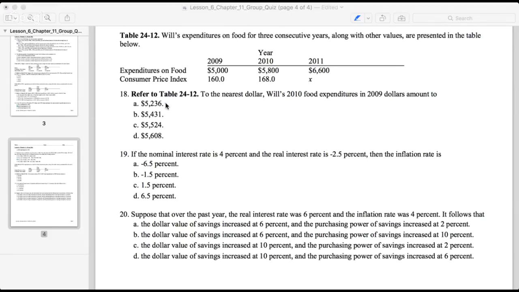Okay, so Amber, you said you had A for 18. Yeah, but I wasn't sure. Question 18 was 2010 food expenditures for 219. Did we go back to page 220 where we looked at the CPI basket? Okay, I'm sorry, y'all. We're looking at 18, yes.